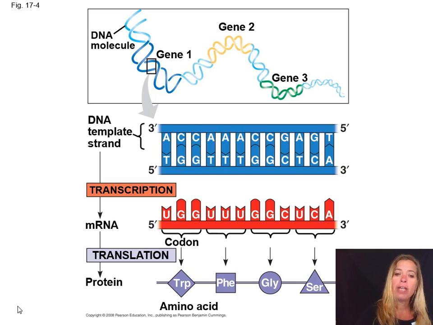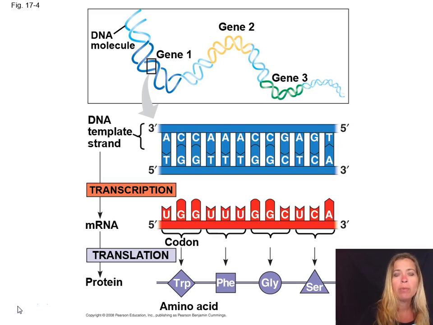The RNA molecule is then able to go out into the cytoplasm where the amino acids are going to be brought based on the code that is read. The code in an RNA molecule is read 3 letters at a time, or 3 nucleotides at a time. And those sets of 3 nucleotides are called codons. Codons code for specific amino acids.